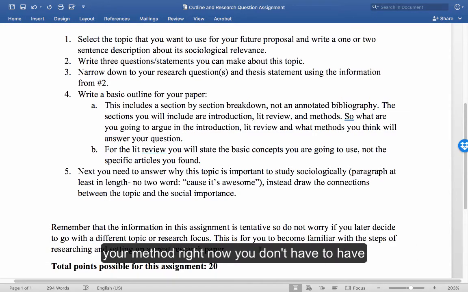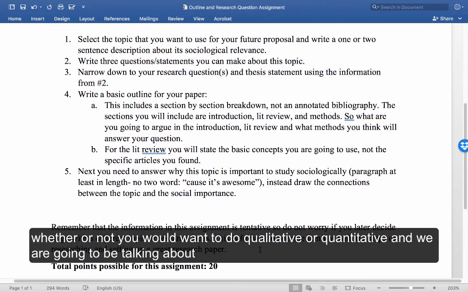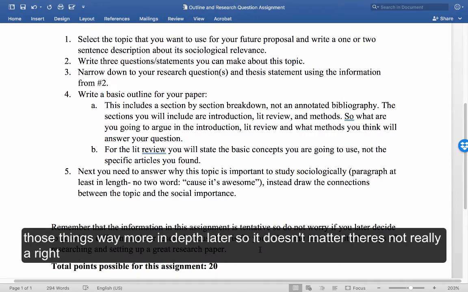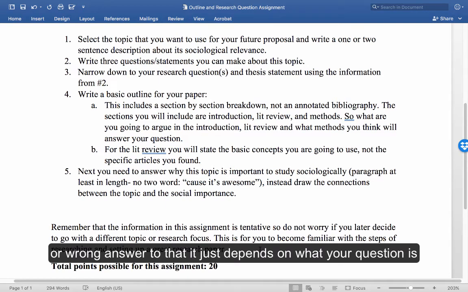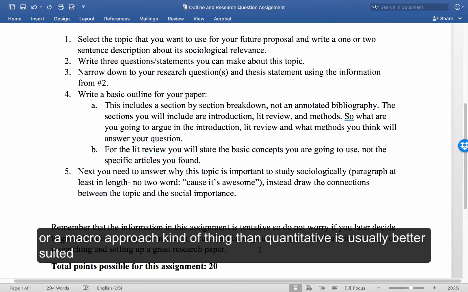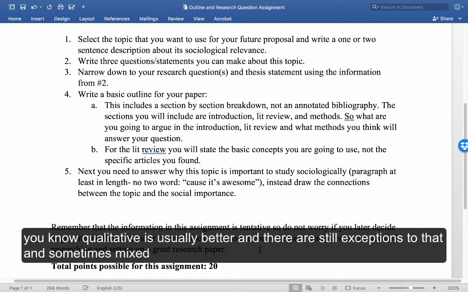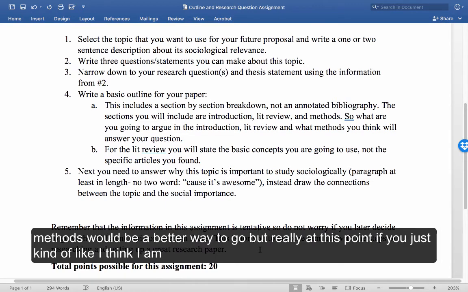And then your method, right now, you don't have to have a method. That would be kind of crazy. So at this point, just think about whether or not you would want to do qualitative or quantitative. And we're going to be talking about those things way more in depth later. So it doesn't matter. There's not really a right or wrong answer to that. It just depends on what your question is. If your question's looking at a large scale question, a macro approach, then quantitative is usually better suited. If you're looking at something small scale or interpersonal, then qualitative is usually better, but there's still exceptions to that. And sometimes mixed methods would be a better way to go.